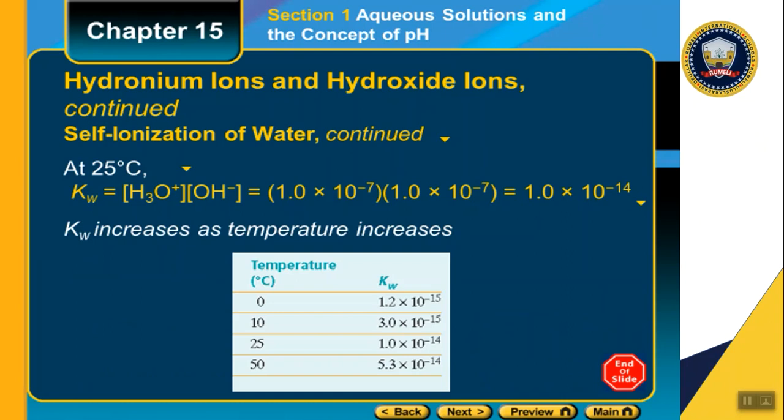The second slide explains that the ionization constant can be calculated at a specific temperature. So for each temperature we have a specific Kw. Like, as you see, this is room temperature and this is the ideal ionization constant, but if the temperature decreased or increased, Kw will change.